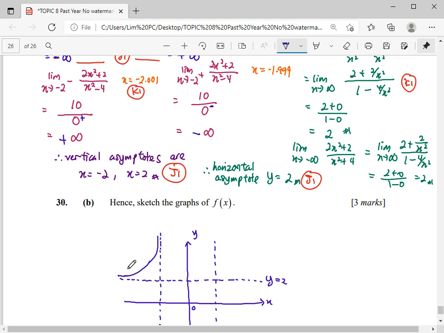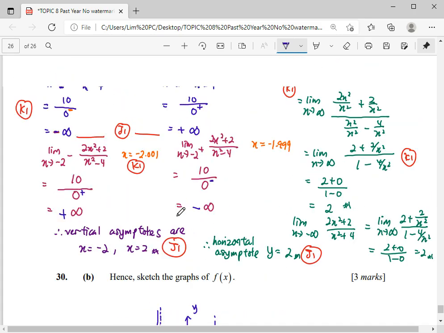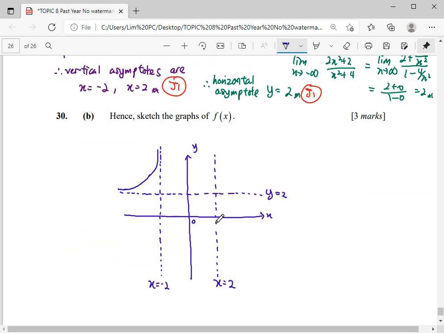Alright, so this is one part. So another part at the middle here. When x approaches -2 from the right hand side, it gives you negative infinity. It means when our graph comes closer to this x equals -2, it goes to negative infinity. So our graph will go down here.